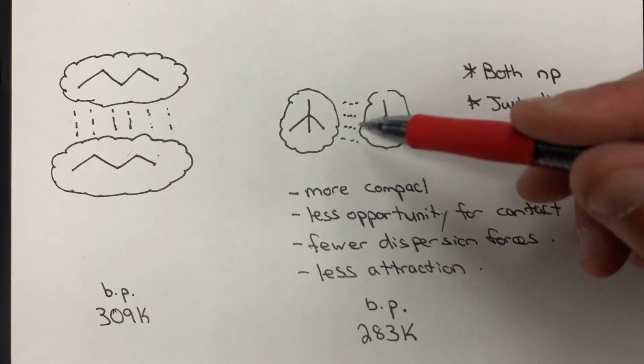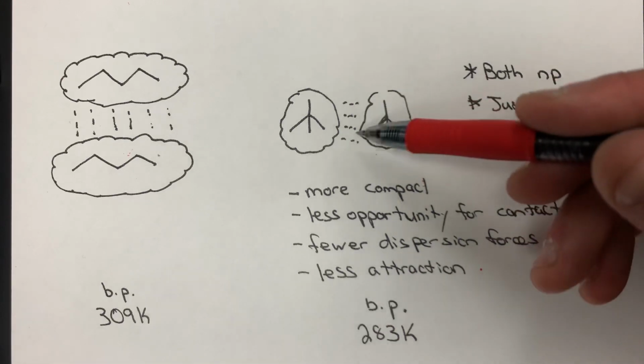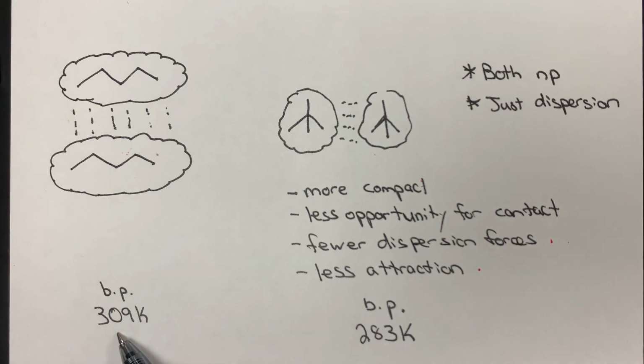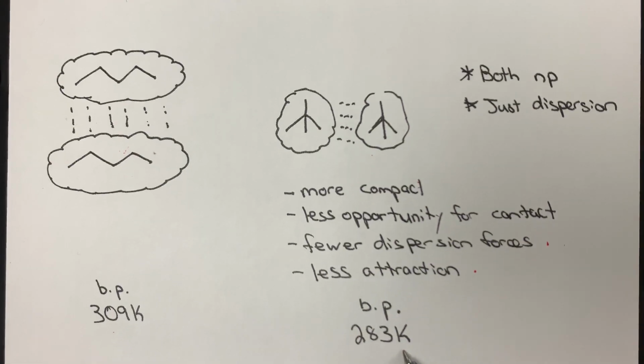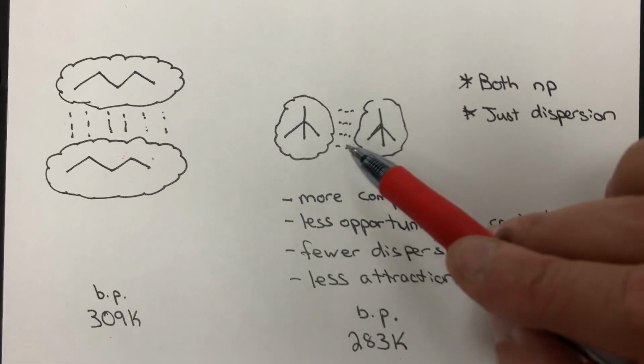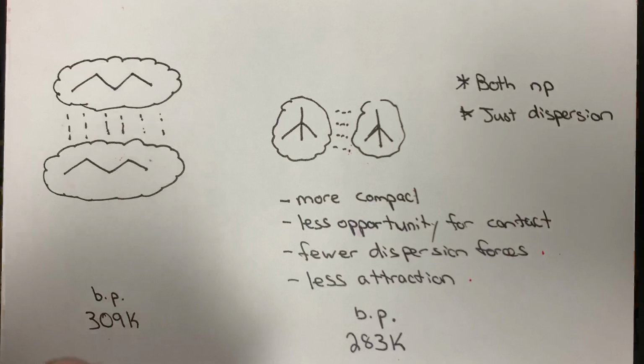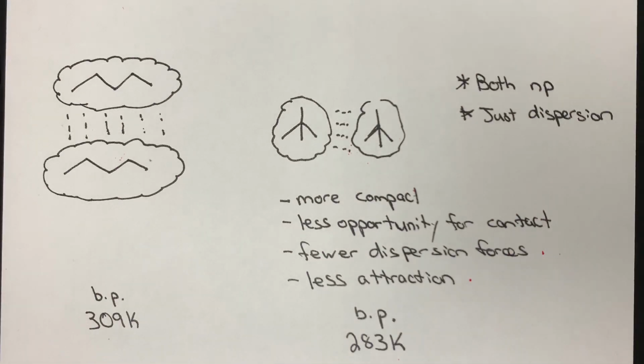This should lead to a weaker attractive force between those two 2,2-dimethylpropane molecules, okay? As a result, the boiling point for pentane is larger than for 2,2-dimethylpropane, because these forces are weaker. It takes less kinetic energy to separate these two molecules and transition from that liquid to the gaseous state, okay?